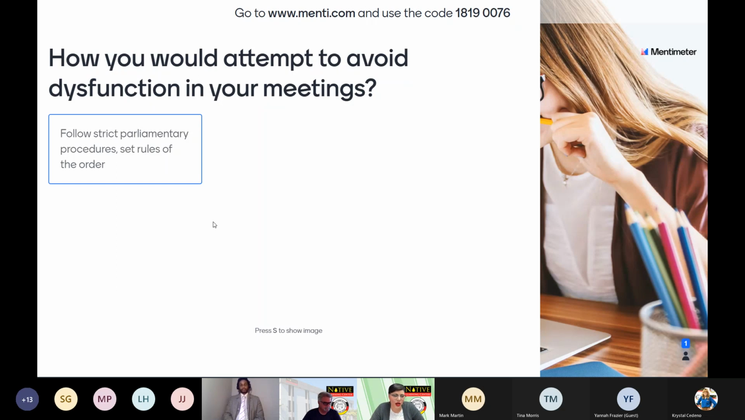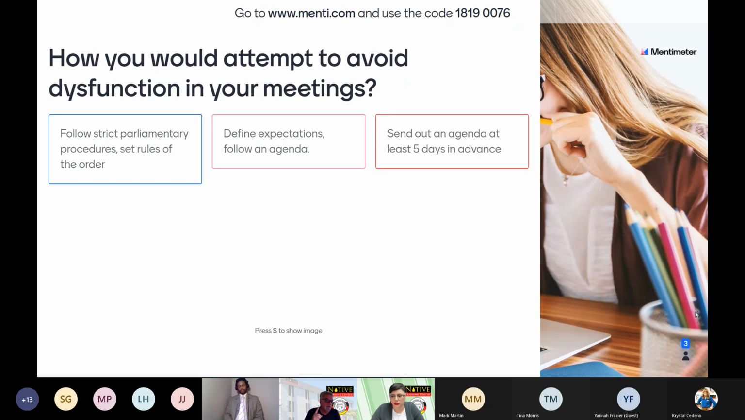Awesome. So participant says, follow strict parliamentary procedures, set of rules of the order. Good. Vince, any thoughts? Strict parliamentary. We talked about that yesterday, following some kind of parliamentary procedure so that you have control and some reliability and expectations of properly and efficiently run meetings. So either strict parliamentary or some kind of variation of parliamentary procedure, one that the board can adopt and agree to and live with. Absolutely.